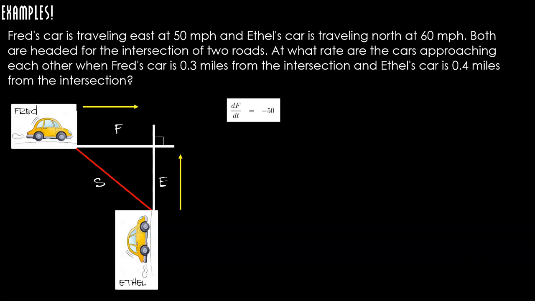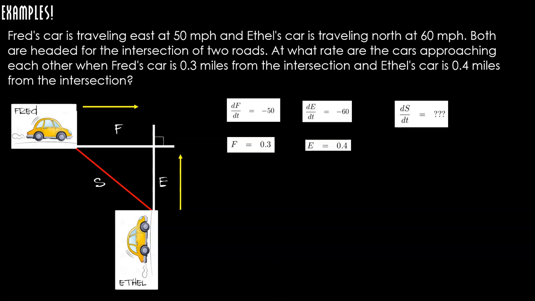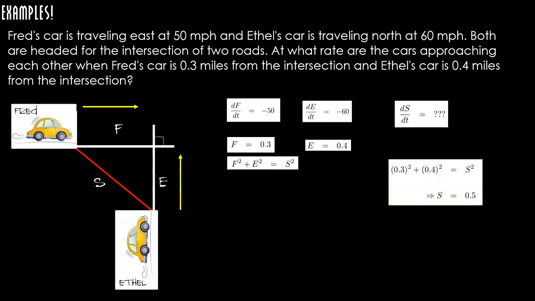I'm given that dF/dt is negative 50, negative because F is getting smaller. I know F is 0.3 at the time I care about. dE/dt is negative 60, and E is 0.4 at the time I care about. I need to figure out what dS/dt is. The relationship between the three variables is F squared plus E squared equals S squared. I'm thinking I'm probably going to need to figure out what S is at the time this all happens, so I'm going to go off to the side and do that.